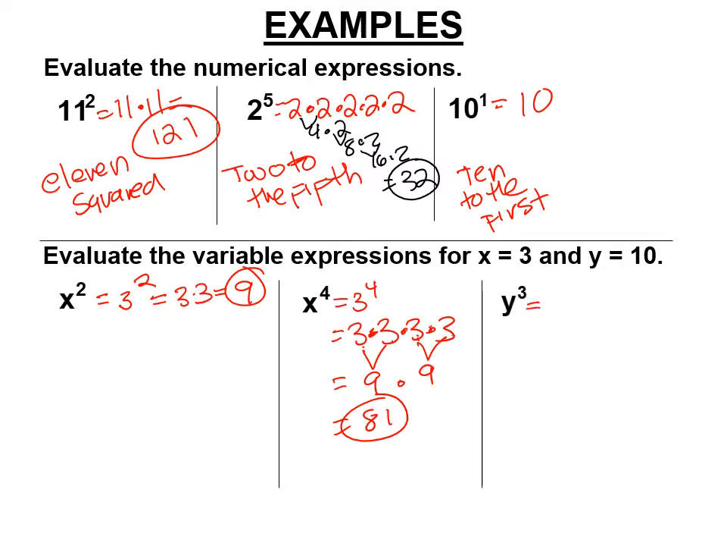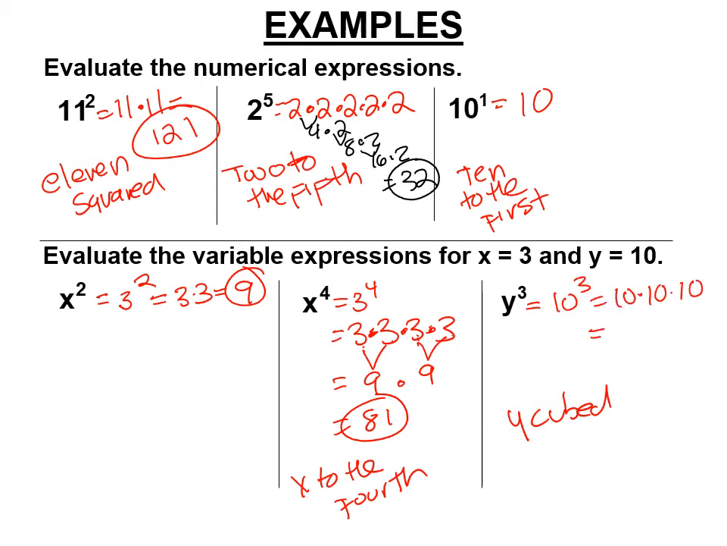So there's y cubed. And by the way, this was x to the 4th. This is y cubed, and y cubed here, y is 10, 10 cubed. So that's 10 times 10 times 10. Well, what's 10 times 10? 100 times 10 is 1,000.